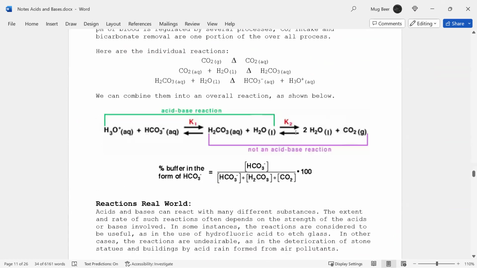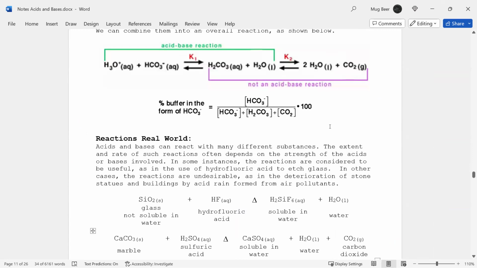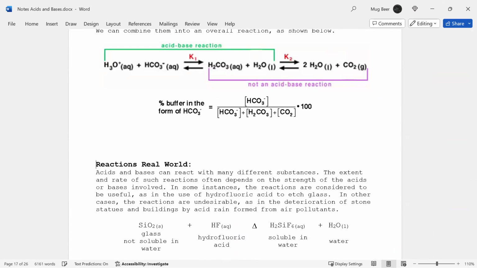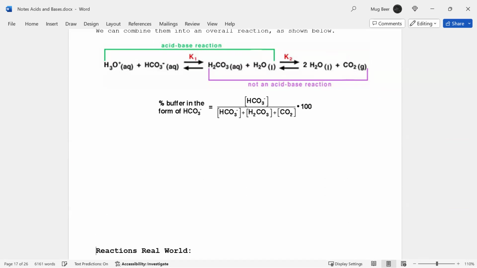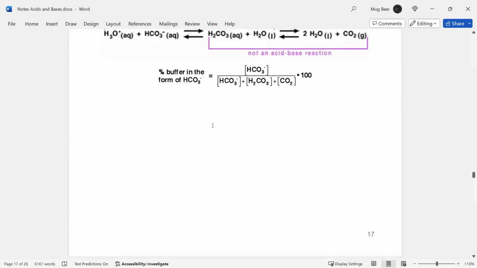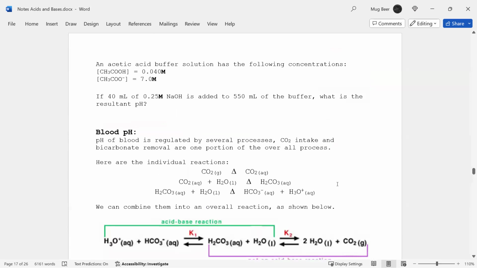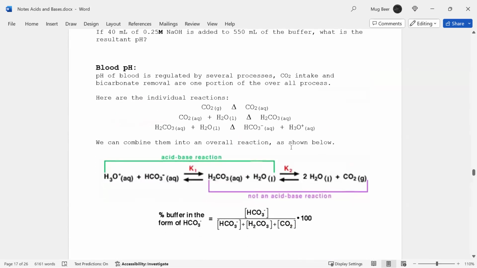So I'll give you guys an opportunity to practice that on the homework. Buffer problems. All right, so I told you before that we talk about the blood.